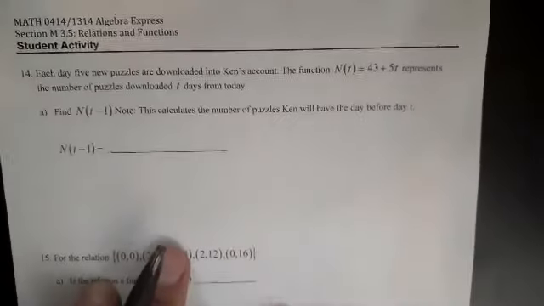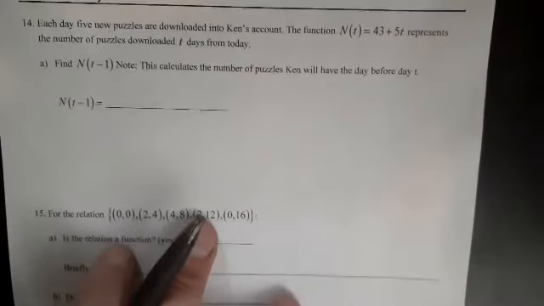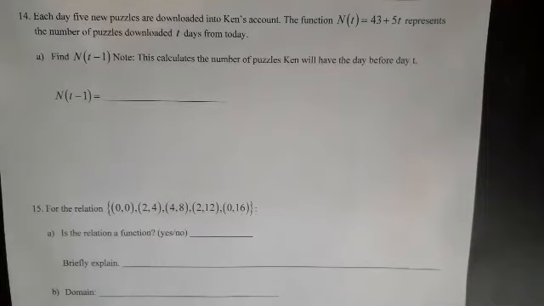This is the student activity. So hopefully you're making an honest attempt at these ones. Each day, 5 new puzzles are downloaded into Ken's account. The function n of t equals 43 plus 5t represents the number of puzzles downloaded t days from today. Find n of t minus 1. So that calculates the number of puzzles Ken will have the day before t.